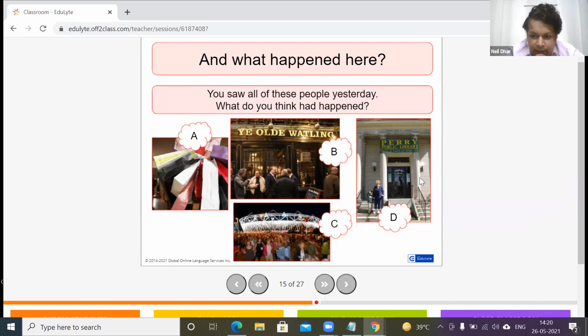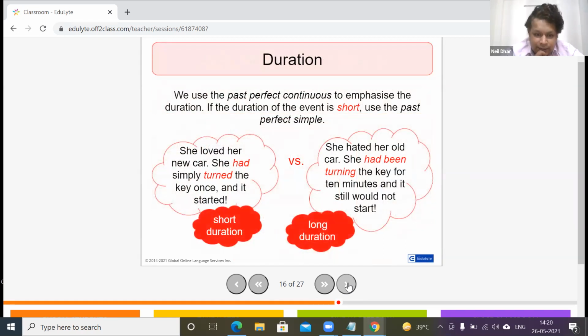Very public granny, library. Granny walking with a kid from the public library, which means they had been reading some books in the public library. Okay. Duration.